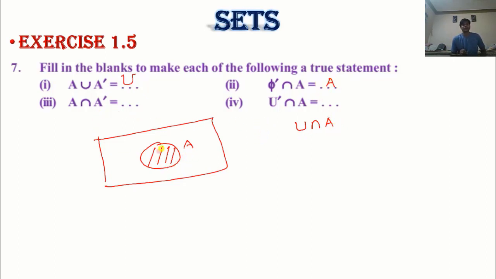Third one, A intersection A dash. A means inside this one, and A dash means outside this one, so nothing will be common. So you get phi. Next, U dash intersection A. U dash is phi, and phi intersection anything is phi. So the answer will be phi.